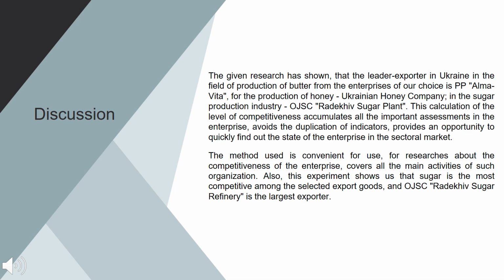This calculation of the levels of competitiveness accumulates all the important assessments in the enterprise, avoids the duplication of indicators, and provides an opportunity to quickly find out the state of the enterprise in the sectoral market. The method used is convenient for researchers of the competitiveness of the enterprise, and covers all the main activities of such an organization. Also, this experiment shows us that sugar is the most competitive among the selected export goods, and OJSC Radechiev sugar refinery is the largest exporter.